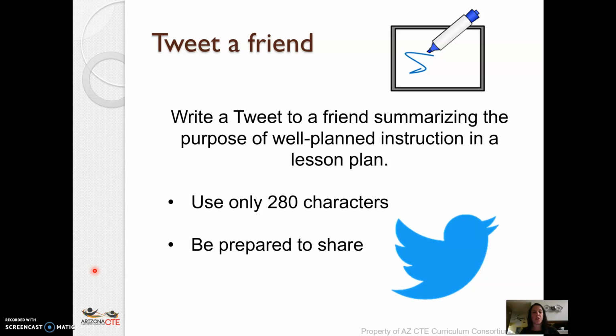So take a minute, write a tweet to a friend summarizing the purpose of a well-planned instruction in a lesson plan. So you can only use the 280 characters. Sorry, it says be prepared to share. You're obviously not going to share. You're going to put that on Edpuzzle.